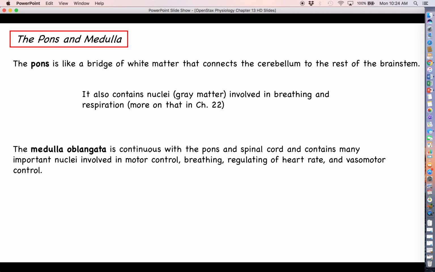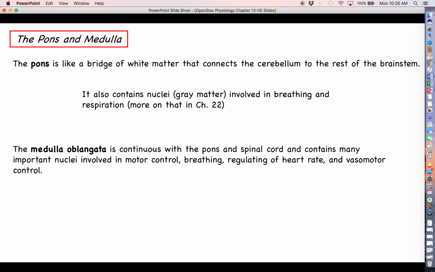And it contains many nuclei that are involved in motor control, breathing like what we saw with the pons, regulating heart rate, and vasomotor control for our smooth muscle functions. So what we could do right now is talk about all of these different functions in very nice detail, but I think the smarter thing for us to do is just be aware of these things for right now and then revisit them once we get to those appropriate organ systems.